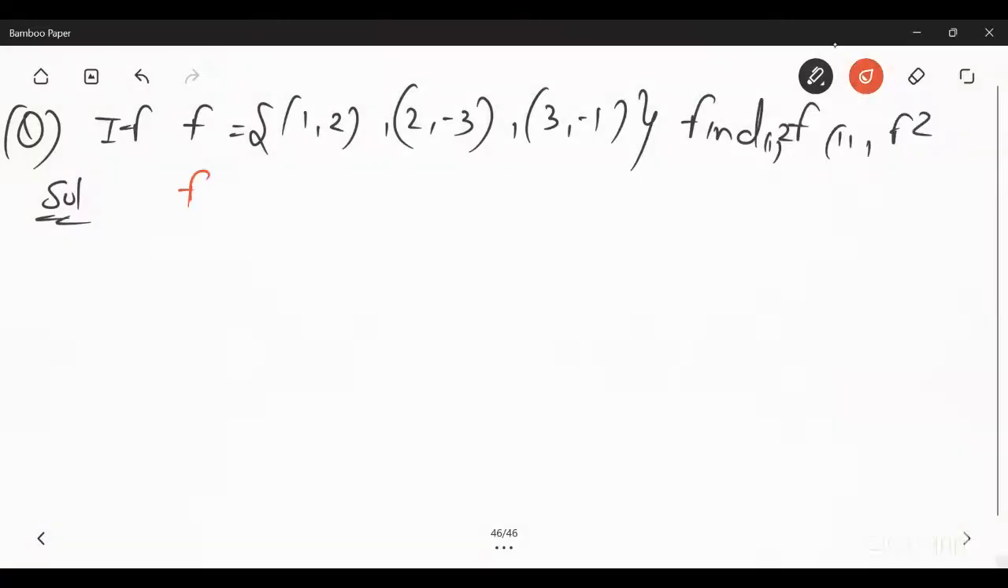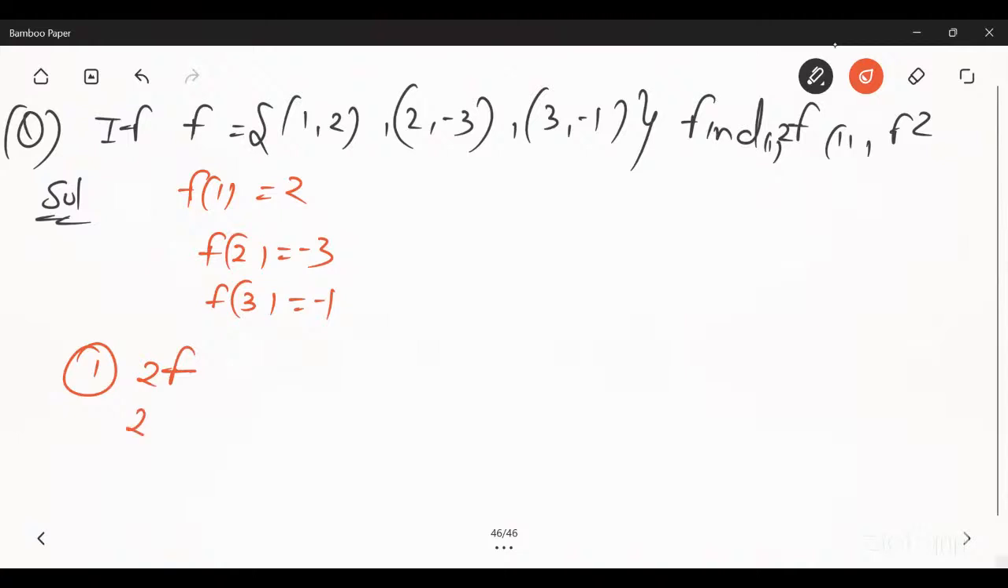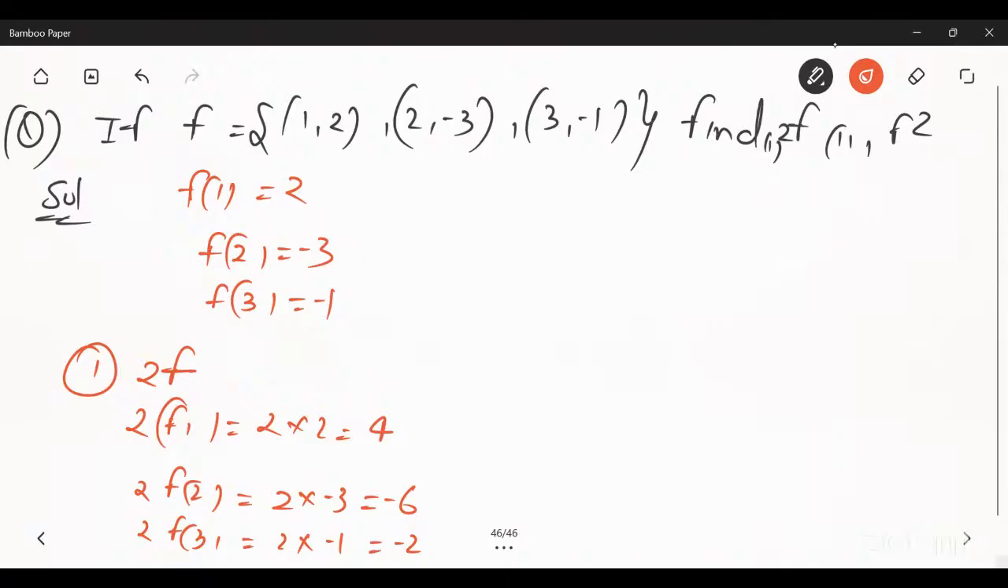What the function is saying is that if you put f(1) you will get 2, if you put f(2) you will get minus 3, if you put f(3) you will get minus 1. First you have to find 2f. So 2f(1) is equal to 2 into 2, that means 4. 2f(2) is equal to 2 into minus 3, that was minus 6. 2f(3) is equal to 2 into minus 1, that was minus 2.